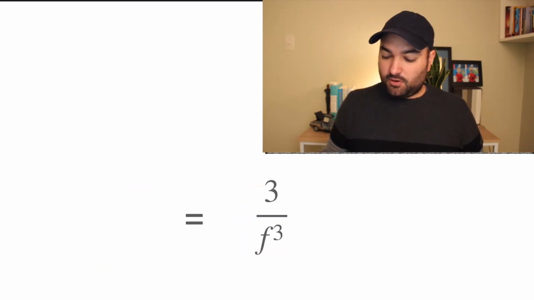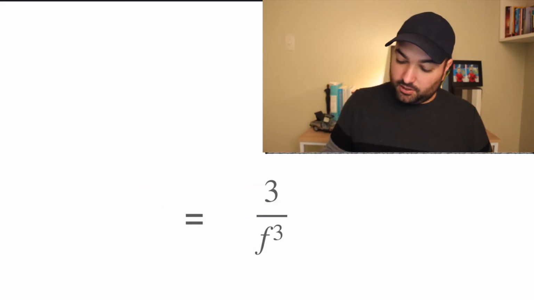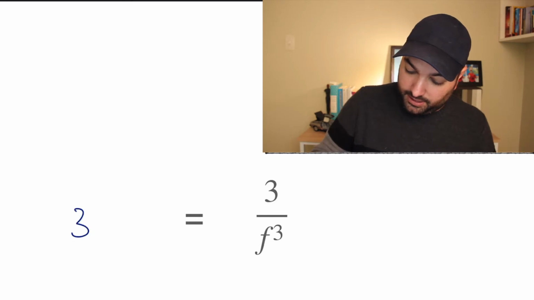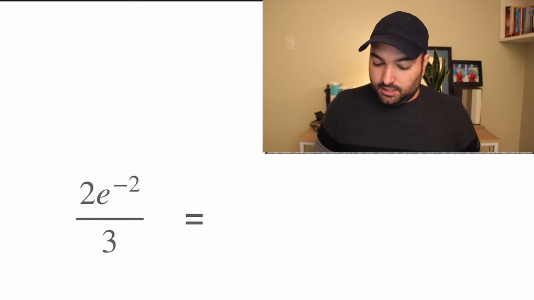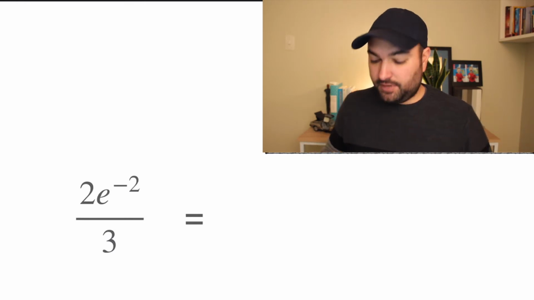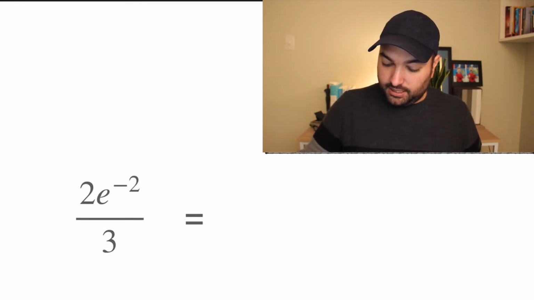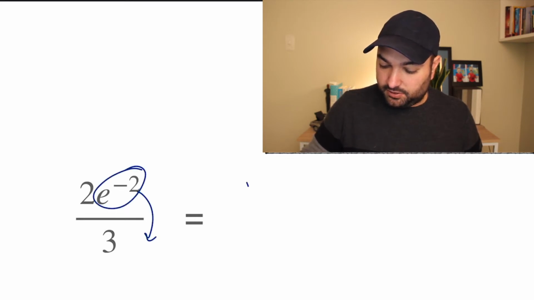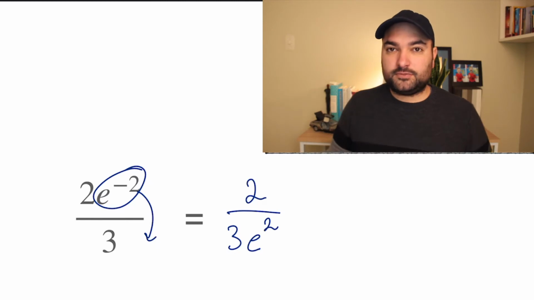Next one, we have 3 over f to the power of 3. Well, if I'm going to go backwards, this is going to become 3 f to the power of negative 3. Next one, 2e to the power of negative 2. So e to the negative 2, this means that we're going to change this out to the denominator, and it's going to look like this. We're going to leave 2 alone, over 3 stays the same, e to the power of 2, just like that.